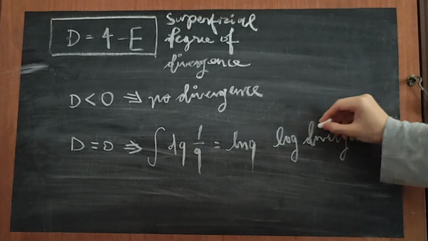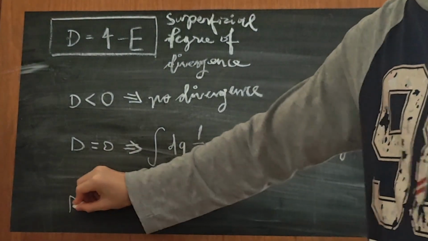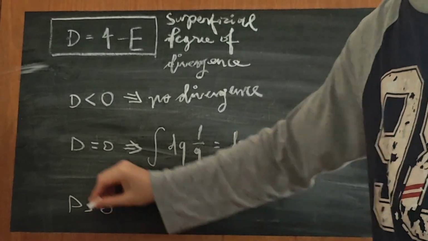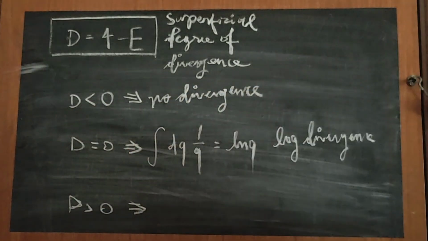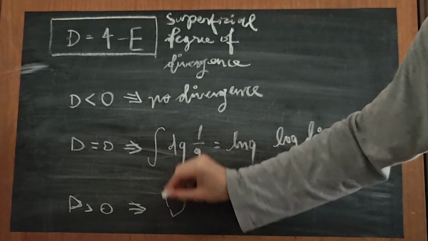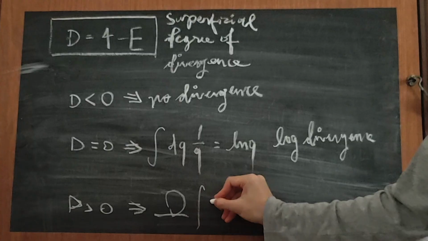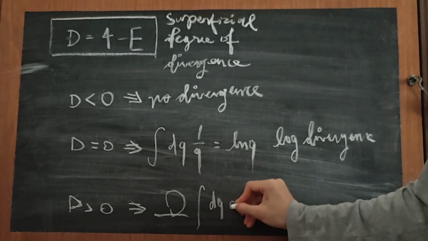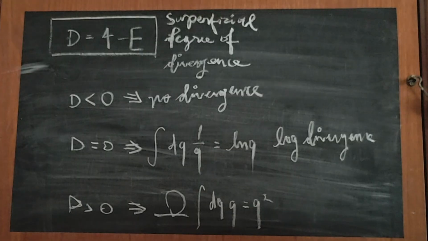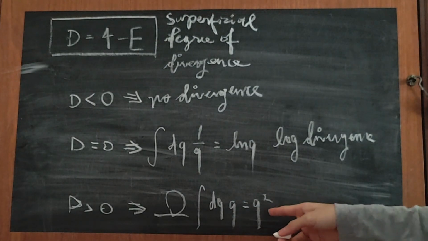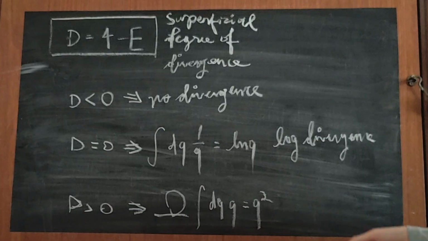And when D is more than 0, it's basically what we saw all the way back. For example, this. We see that the integral looks something like this, and this diverges. And we call this a quadratic divergence because we have a power of 2 here.